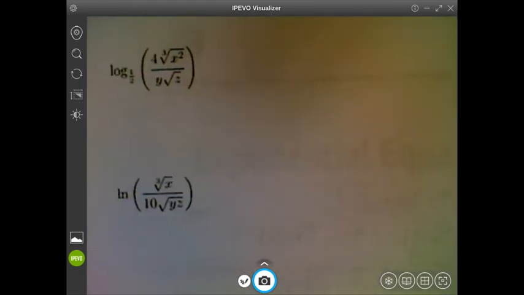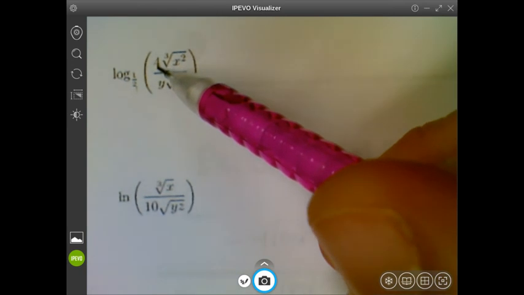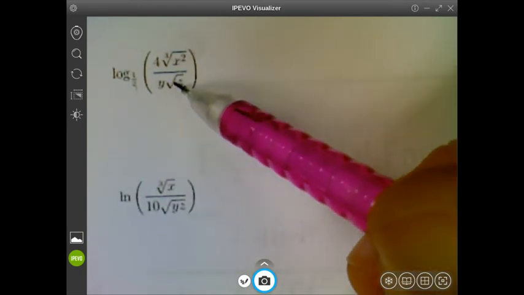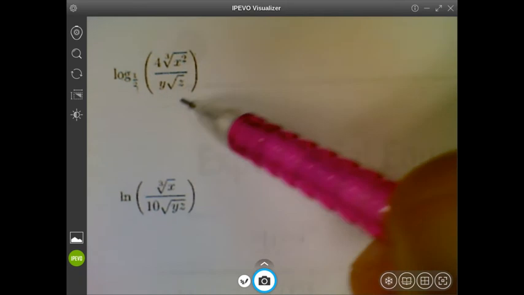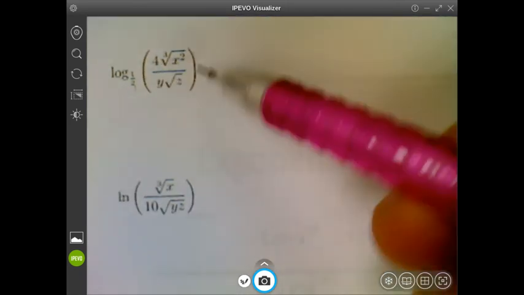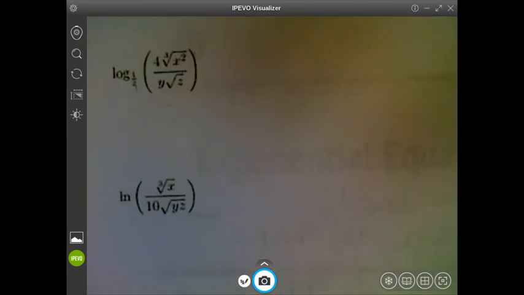So here is the next two. So this is log base a half, and then we have 4 times the cube root of x squared divided by y square root of z. Once again, not everything is being raised to the same power. So because not everything's raised to the same power, there's no power rule at the very beginning, like we saw with those first few examples.